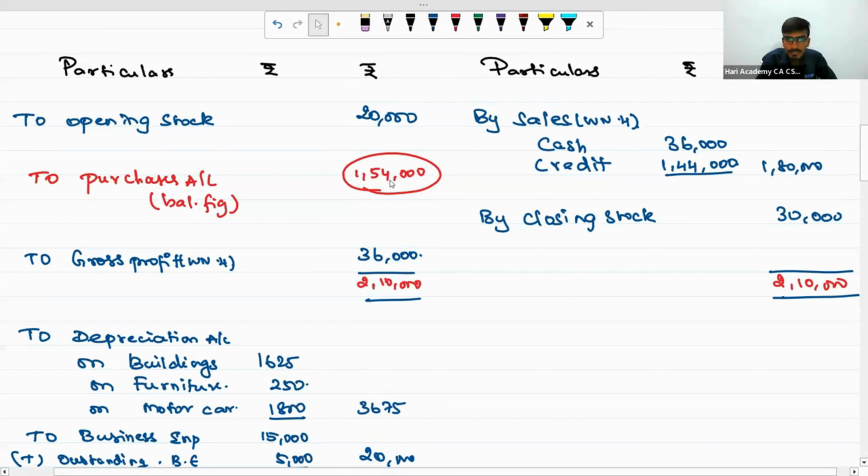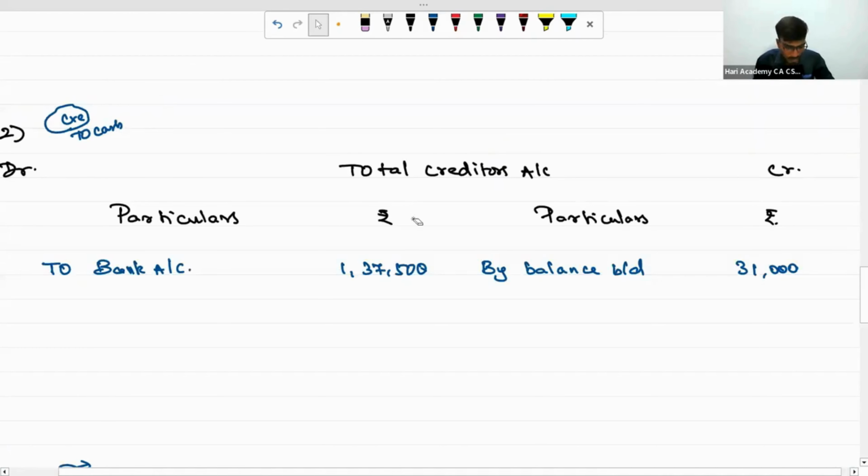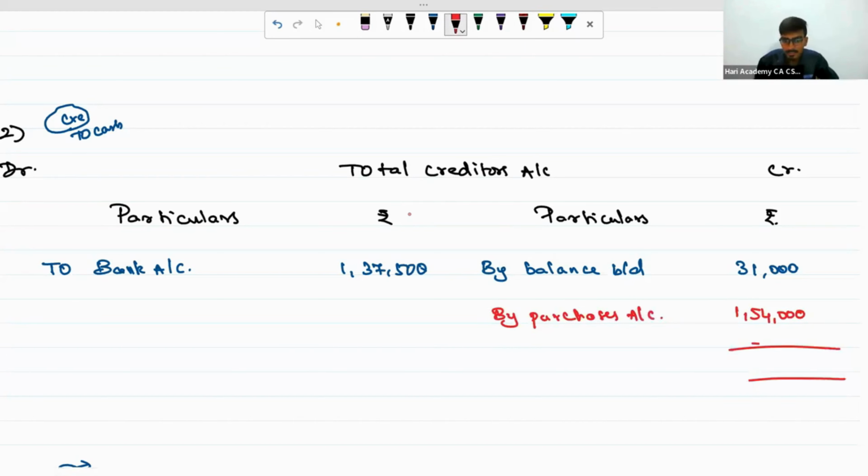Once it is done, immediately go for the purchases account, that is the total creditors account, because they specifically mention there are no cash purchases. There is no effect on the cash book, only on the total creditors account. Go to the total creditors account and on this side, copy paste 1,54,000 by purchases. Immediately close this account. What is the total? 1,54,000 plus 31,000, you will get 1,85,000.